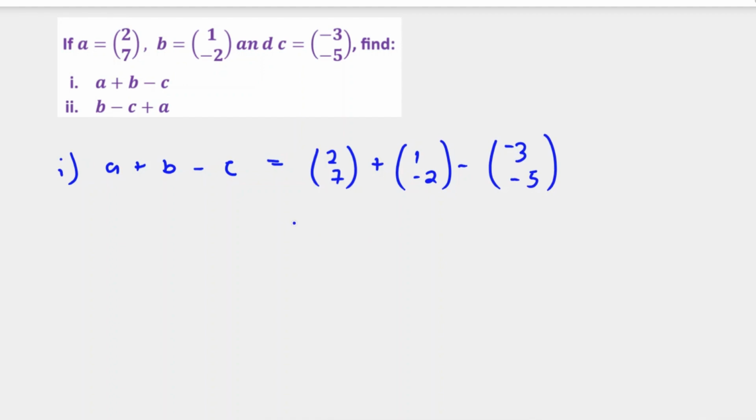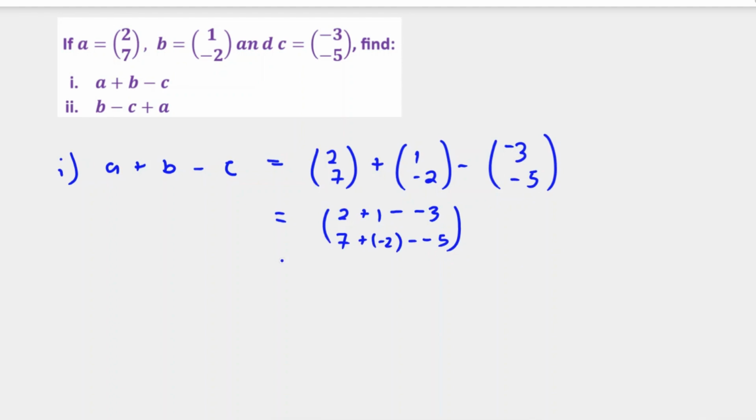We just have to add and also subtract corresponding components. In this case, we have 3 vectors, and 2, 1, and negative 3 occupy the same position. So that means they are corresponding. So you're going to get 2 plus 1 minus negative 3. You have to be careful when the signs are repeating themselves. The y component, we have 7 plus negative 2 minus negative 5. You have to check the signs. They are very, very important.